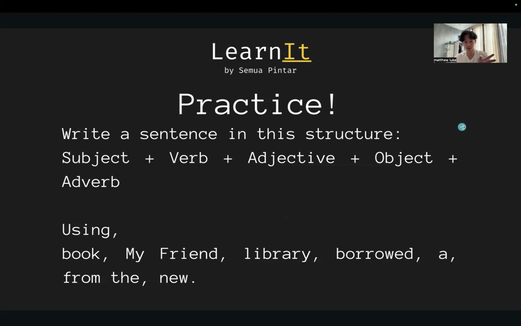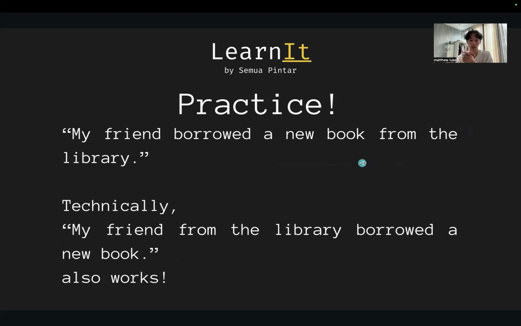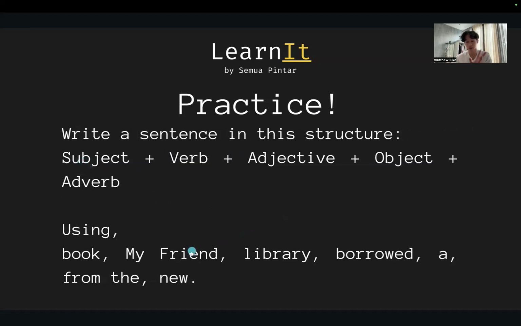Let's break down the answer, which is here. My friend borrowed a new book from the library. So that is the supposed answer, right? So we know that my friend is capitalized, which is just a hint for you, so it will go in front of the sentence, right? So my friend is the subject.